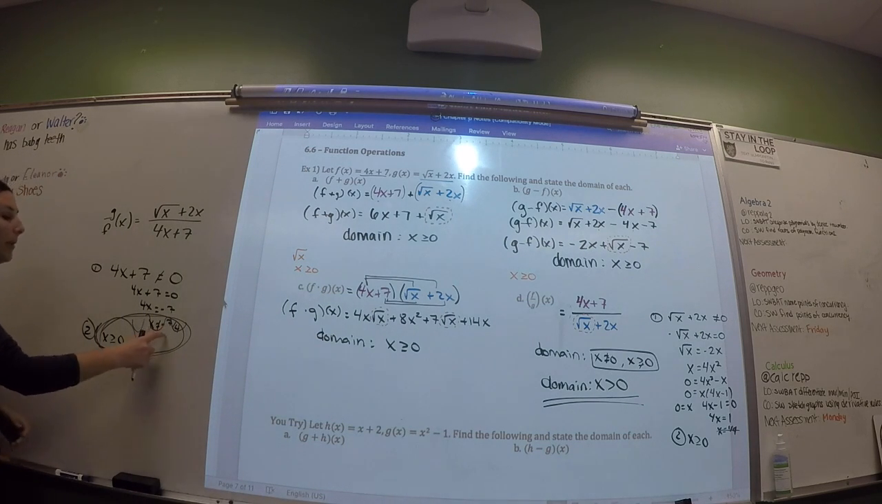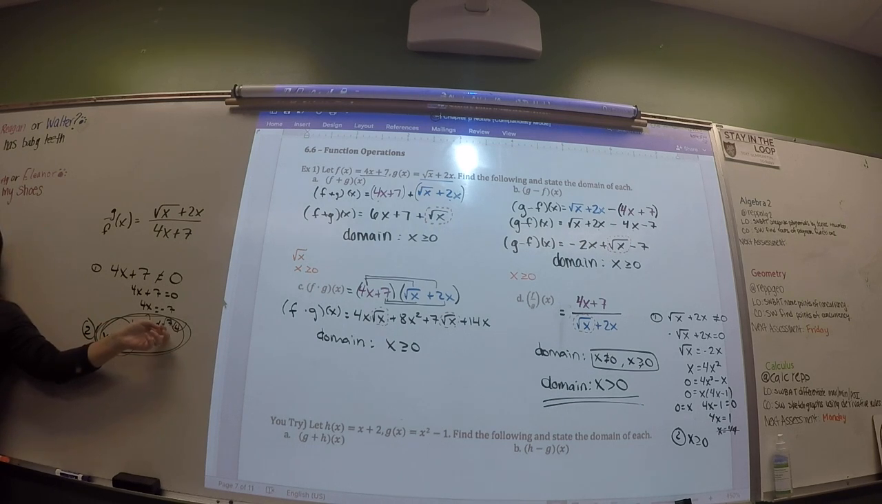Right, so here we found the domain, and we're trying to put them together. This domain is already included in this domain. It's like someone saying, I'm allergic to dairy and I'm allergic to milk. Obviously, if you're allergic to dairy, you can't have milk, so you don't need to say both. In this case, you would just say x is greater than or equal to 0 and stop there. You wouldn't need to include -7/4 because it is not in this set anyway.